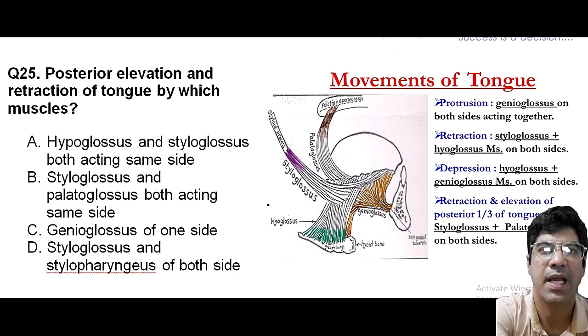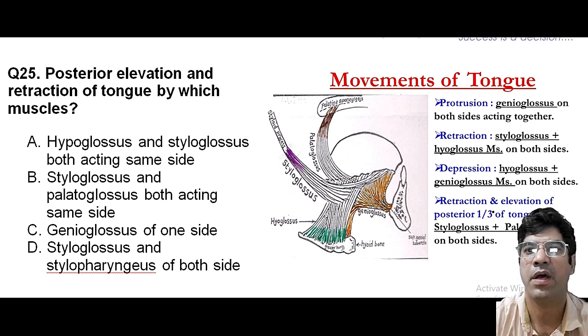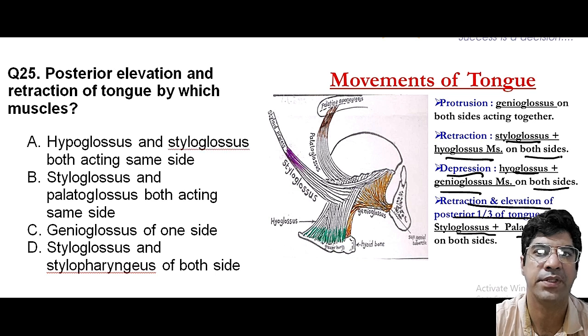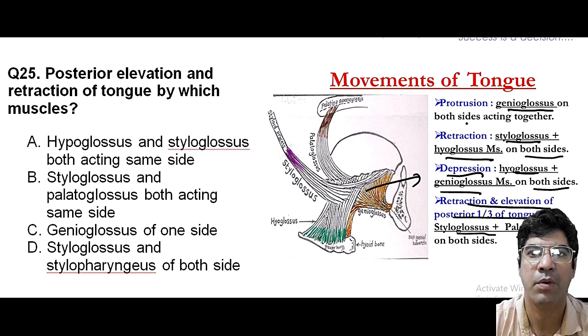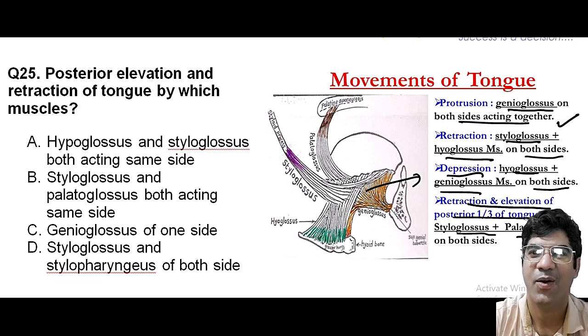The posterior elevation and retraction of the tongue is done by which muscles? Retraction and elevation of the posterior third of the tongue is done by styloglossus and palatoglossus. Depression is done by hyoglossus. Retraction is done by styloglossus and hyoglossus on both sides. Protrusion of the tongue is done by genioglossus on both sides acting together. So remember all these options.